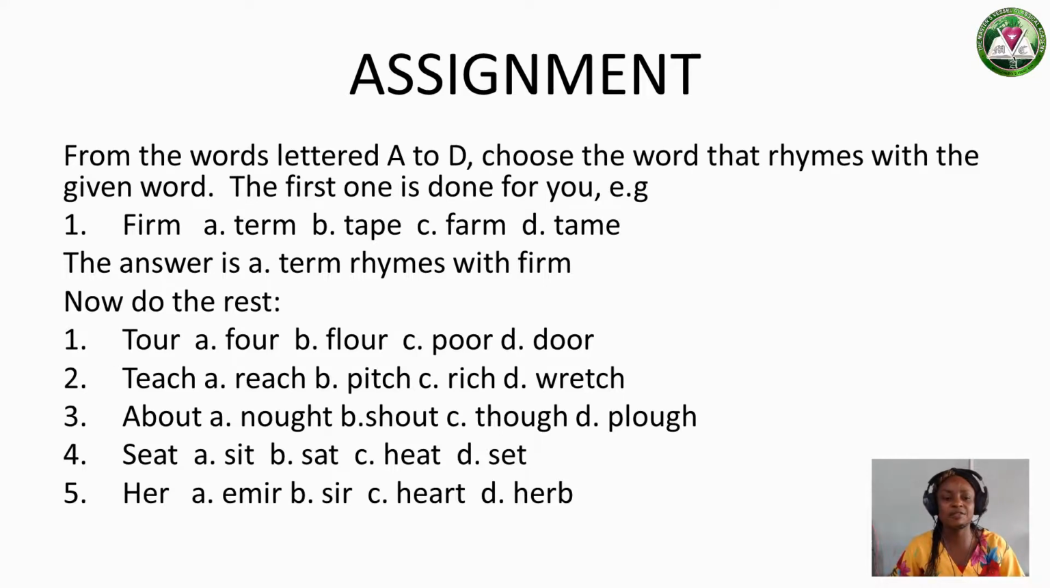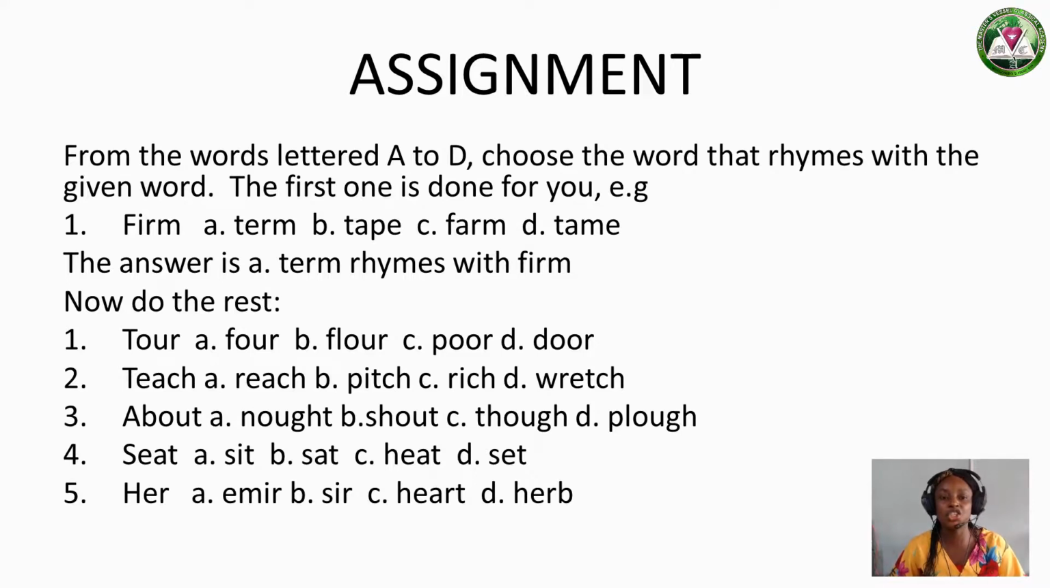Now we have a very short assignment. From the words lettered A to D, choose the word that rhymes with the given word. The first one is done for you. Example, firm, F-I-R-M. Firm. So we have A, term, B, tape, C, farm, and D, tame. So the answer is A, term, because firm rhymes with term. So you have to do the rest from 1 to 5.